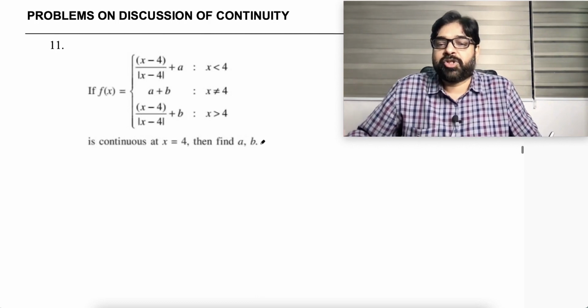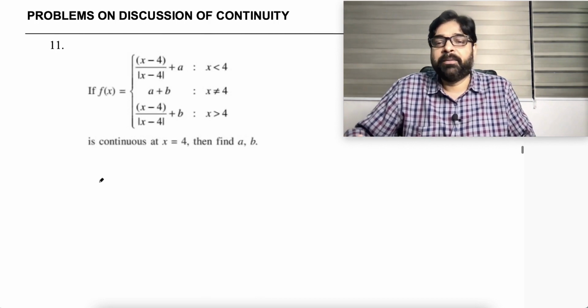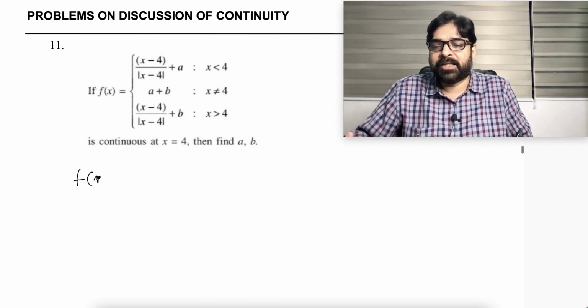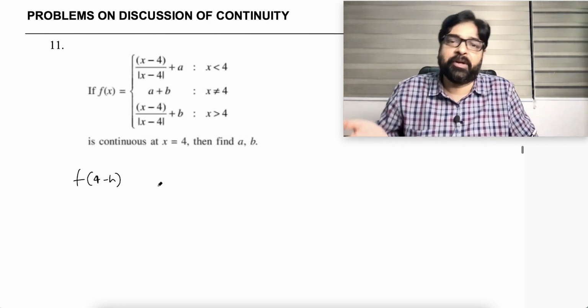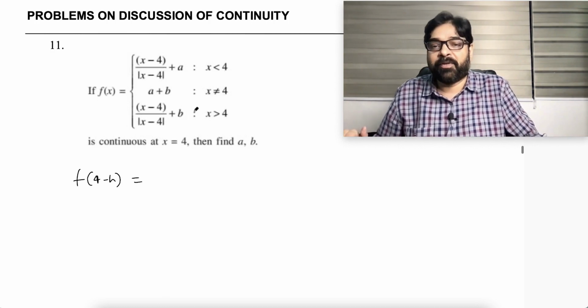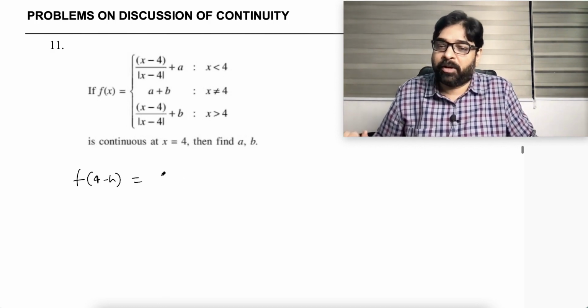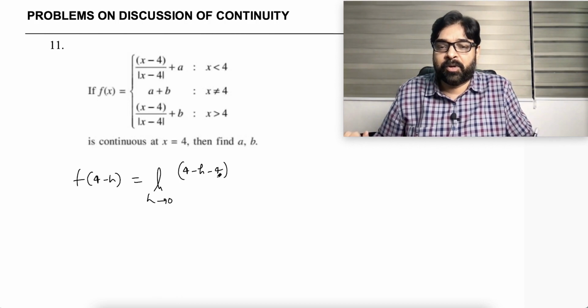Alright, simple question, right? Find a and b so that this should be continuous. Very simple. f of 4 minus h I will calculate, f of 4 plus h I will calculate, f of 4 I will calculate, and all three equal. The f of 4 minus h will be defined from here. For less than 4, this is defined, so I will put it here. Limit h approaches 0, (4 - h) minus 4 divided by mod of (4 - h) minus 4, plus a. So look at here, the limit h approaches 0.